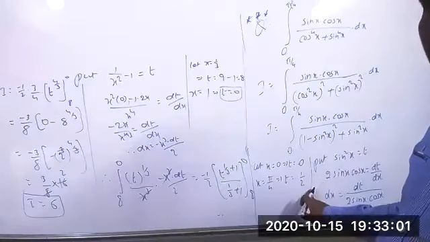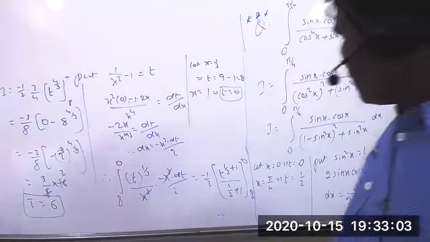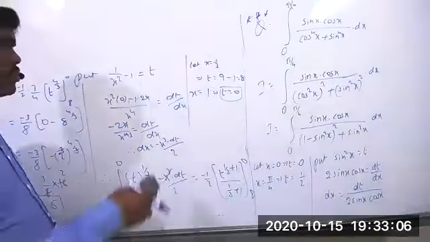Okay, from 0 to 1 by 2 you can take. Now both you can substitute in there now. Same procedure.